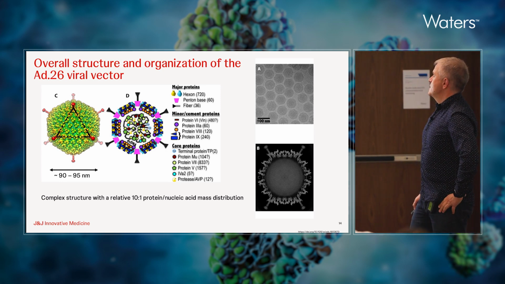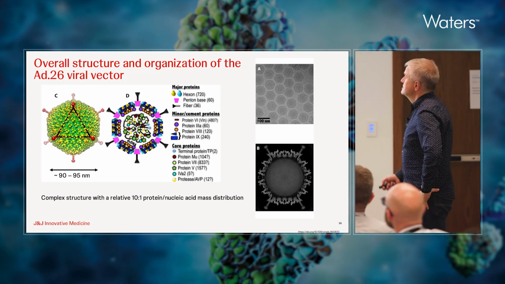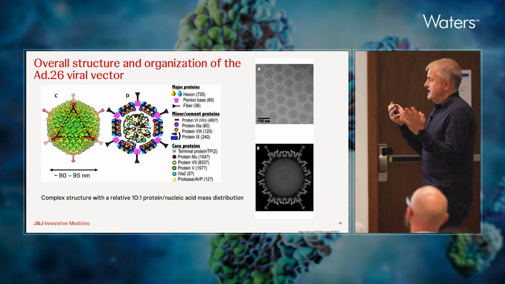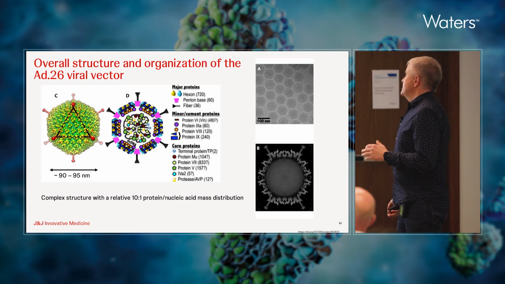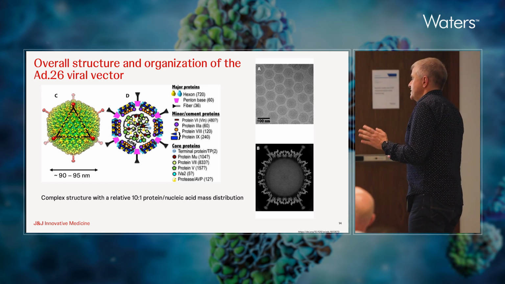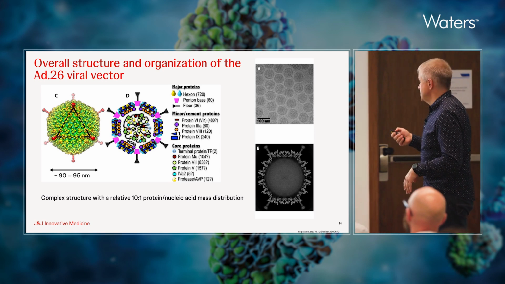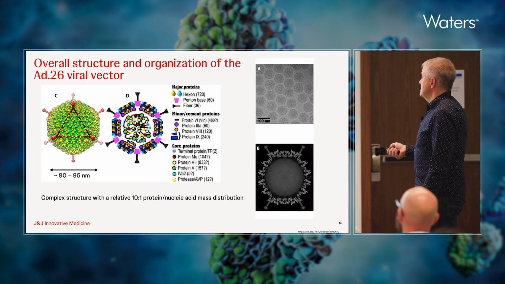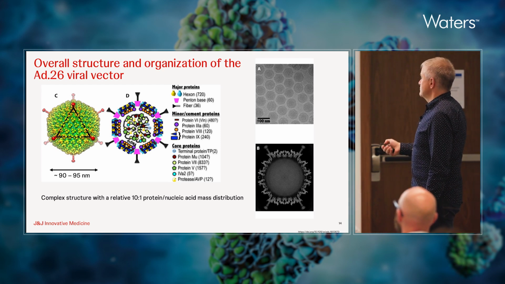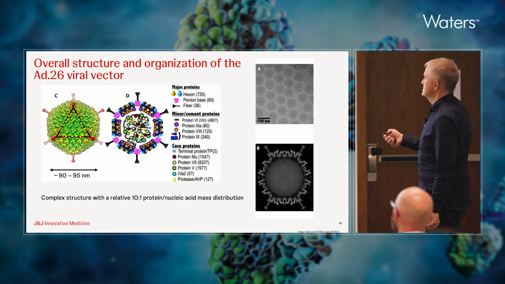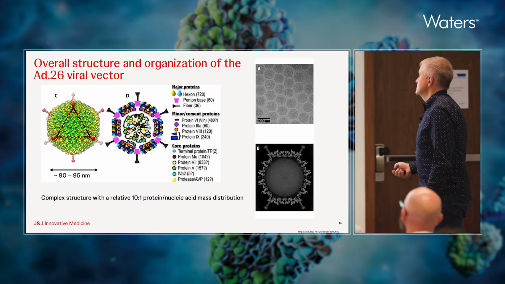The adenovectors are complex structures with a diameter around 90-95 nanometers, with a protein to nucleic acid ratio of 10:1. Here are some of the major proteins, core proteins, cement proteins, so to speak, along with the copy numbers in the hundreds. And these are some cryo-EM pictures of how the structure looks.